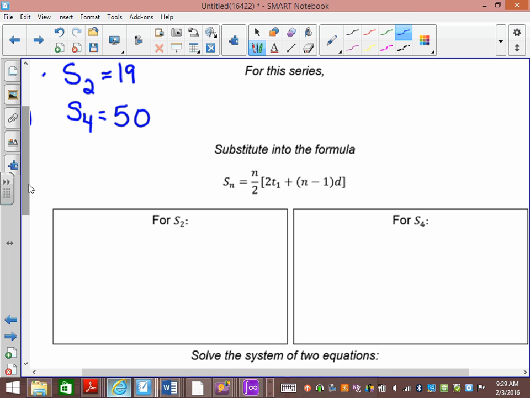So we fill it into this formula. You don't fill it into the other sum formula. It won't help you. Things won't eliminate. It will not be fun, okay? Because we need D and T1. So let's try it out. So for S2, it equals 19, and for S4, it equals 50.